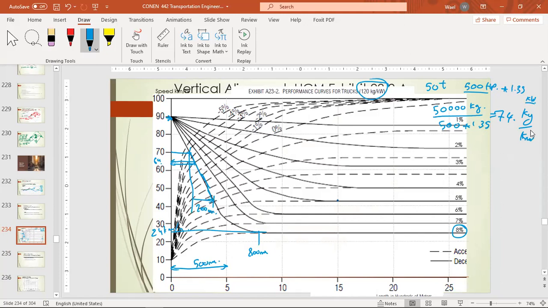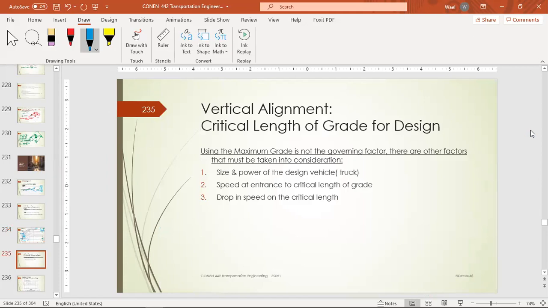As you can see, the exit speed will be significant. So the entrance speed plays a major role. The length of the grade plays a major role. And what is the third? The drop in speed on the critical length, the allowable drop on that critical length. All of these three are major factors for designing the grade of the highway.